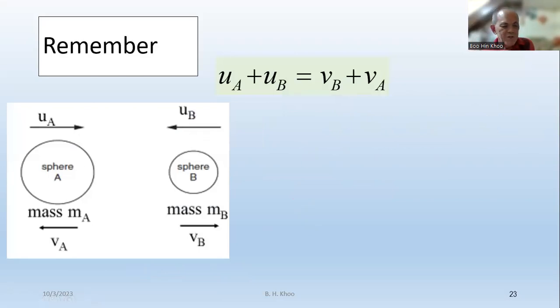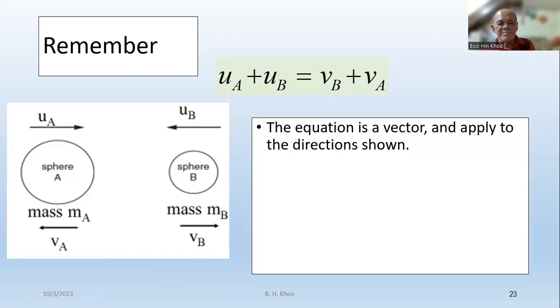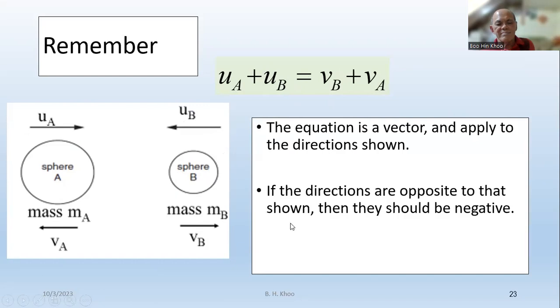But you are required to just memorize it and then apply it to different cases. Remember, it's a vector equation that applies to the direction shown. This is the direction shown. If they are in opposite directions as they approach each other, and after collision, they rebound in opposite direction to the initial direction, then you just add them all together. If the direction is opposite to that shown, then it should be negative.